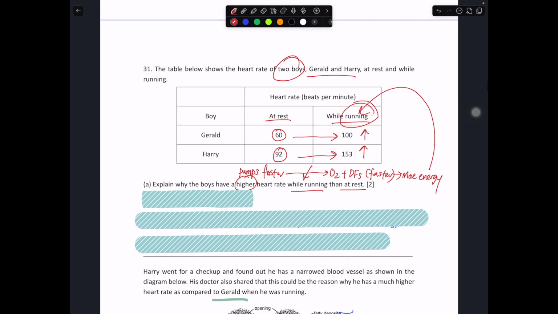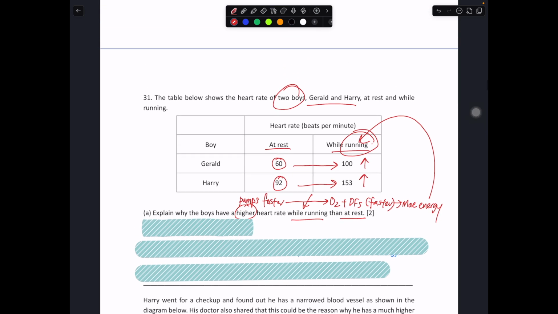There's a particular way to write this. Sometimes I call it the BOT technique. To really write this down and explain it fully, because it's a 2-mark question, you can think about this: the heart pumps faster, to transport. Then I'll put this into 5 different key ideas. I will call it BOT.